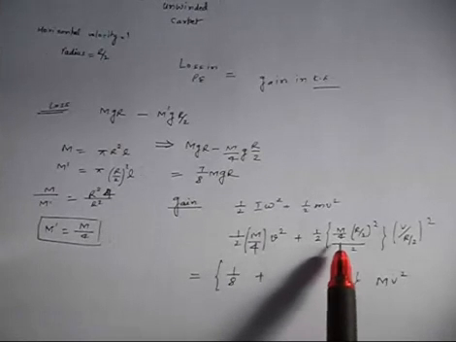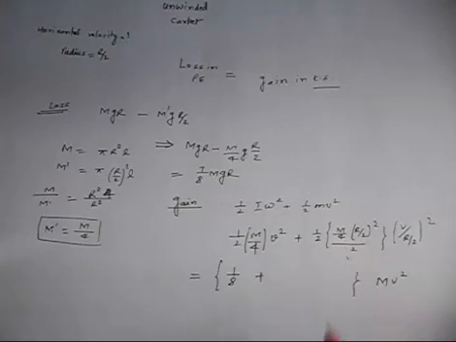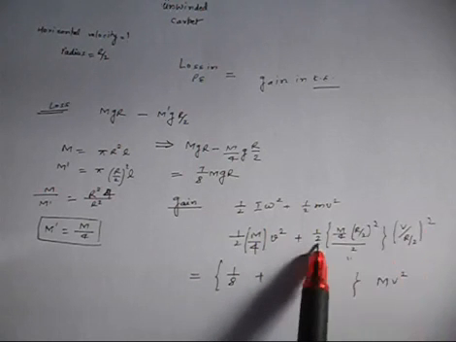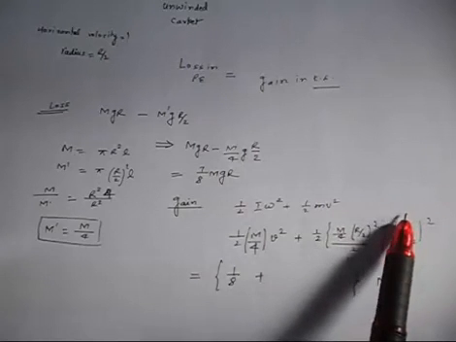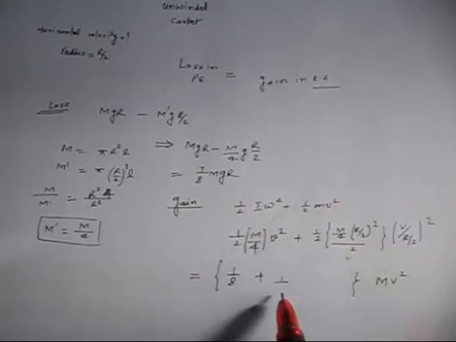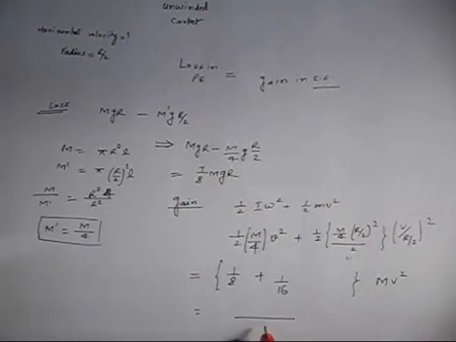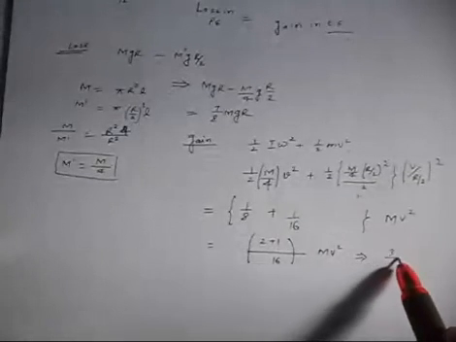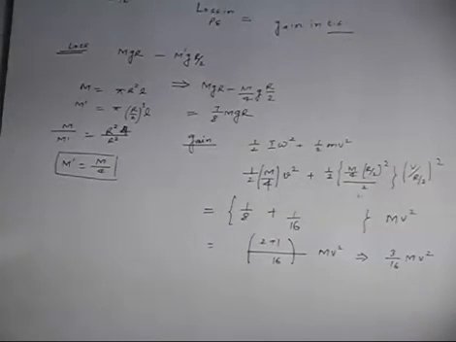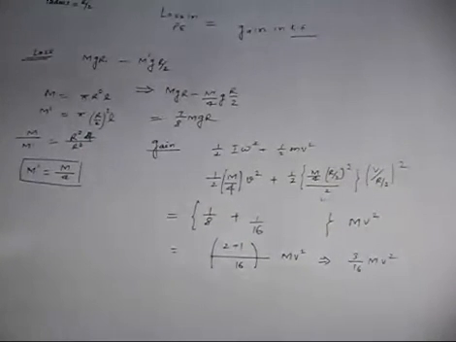Now what is the value here? 16 and 2 make 32, and 4 and 4 make 16, so 32, 32, 64, which reduces to 16. So I think this will come out to be 1 by 16 times 2 plus 1, times m v square. So this value is nothing but 3 by 16 m v square. Check yourself whether you are getting 3 by 16 m v square. Let me check the answer, and yes, they are also getting 3 by 16 m v square.